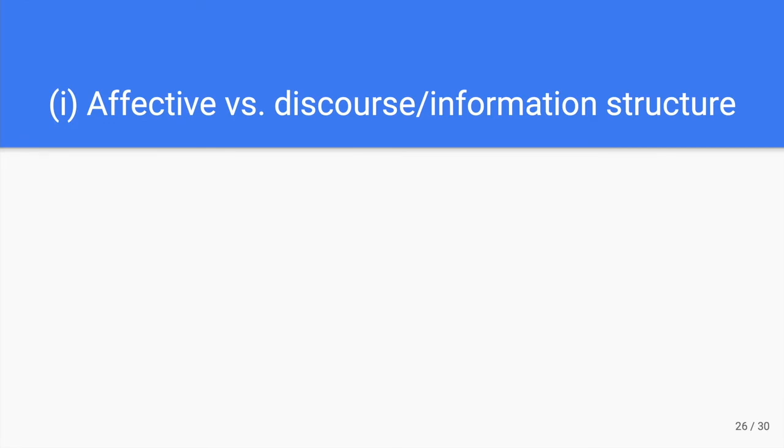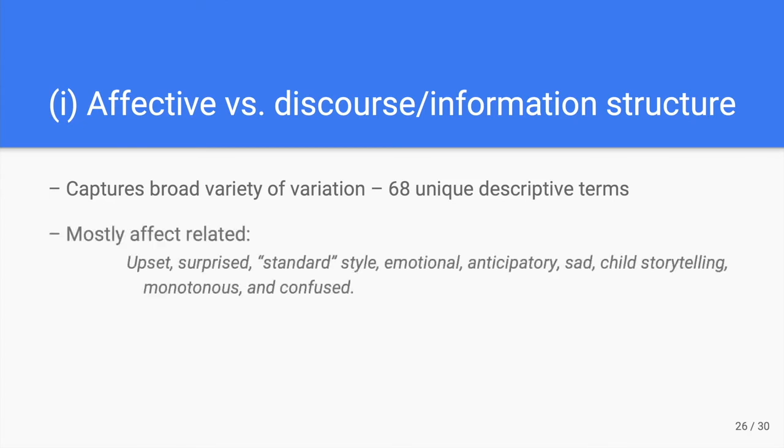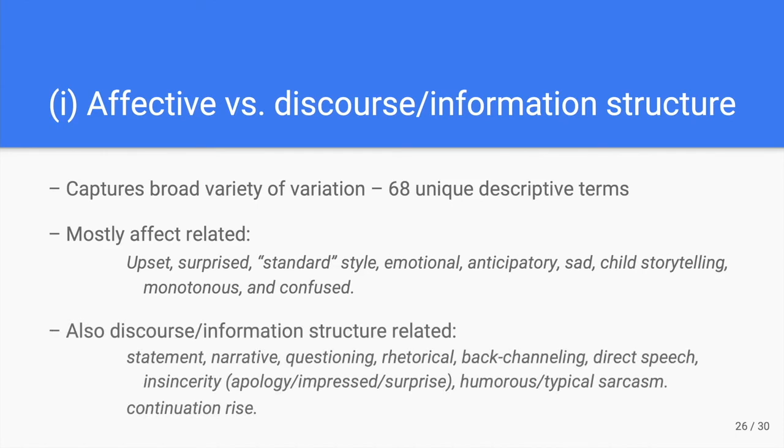From these lossy terms, we were able to verify that our model captures a broad variety of variation, with 68 total descriptive terms. The majority of the time, these were used to describe affect-related effects, such as upset and surprised. There were lots of other discourse structure-related terms, but these were not used as often. Interesting examples include insincerity, so insincere apology, fake impressed, or feigning surprise, as well as humorous sarcasm or typical sarcasm. We saw one example of information structure, where users described something akin to continuation rise.